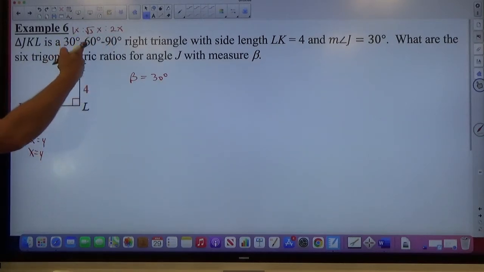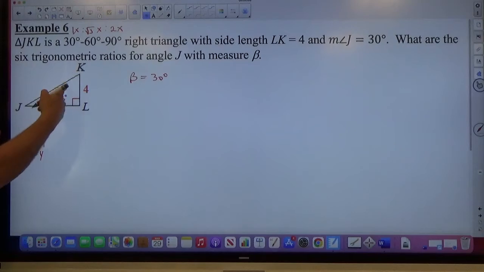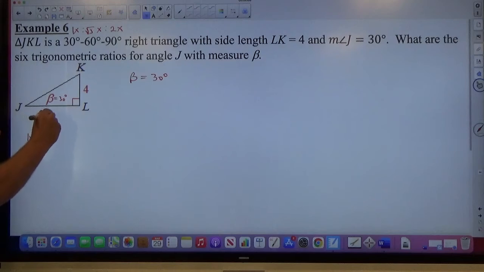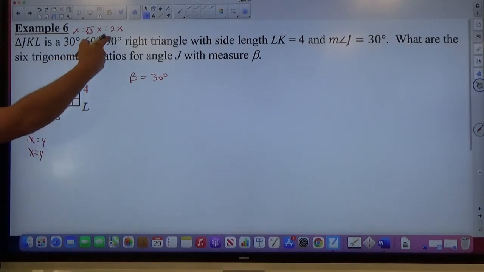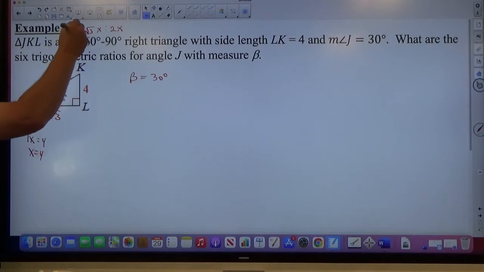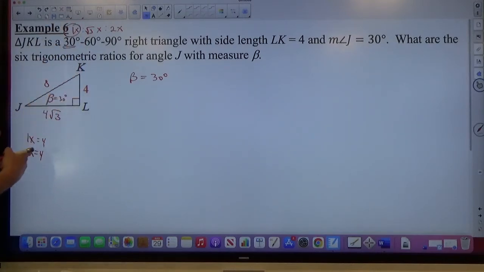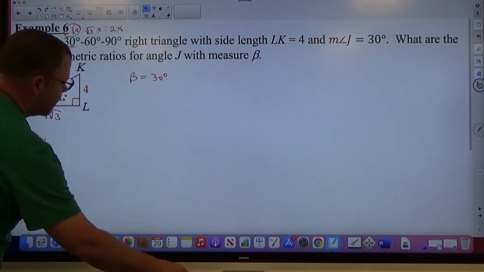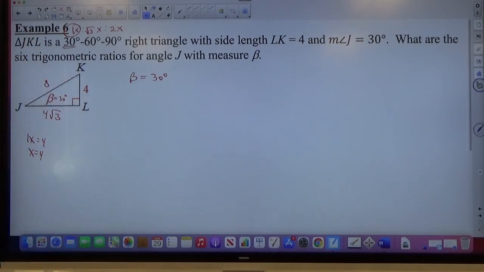The side opposite 60 is going to be this. K is 60, so opposite is JL. That's going to be my 4 times the square root of 3. And 90 is L, so this is the side opposite 90, 2 times x, so 2 times x is 8. So again, if you know the one side, you know 1x equals that, you can very easily figure out what x is, and then you can figure out the rest of it. So just like that, we know all 3 sides of this.